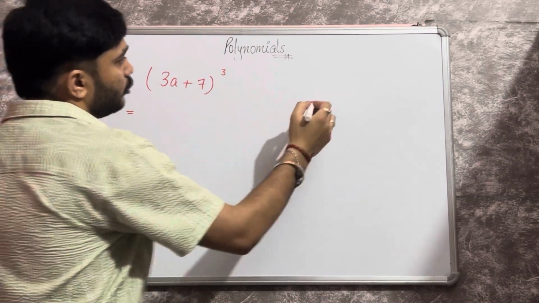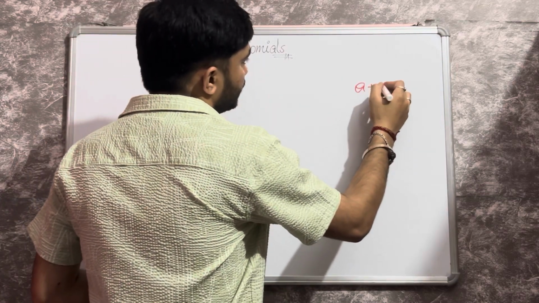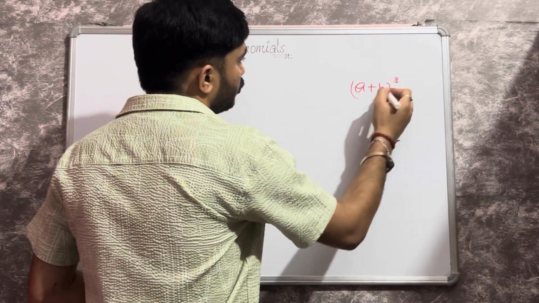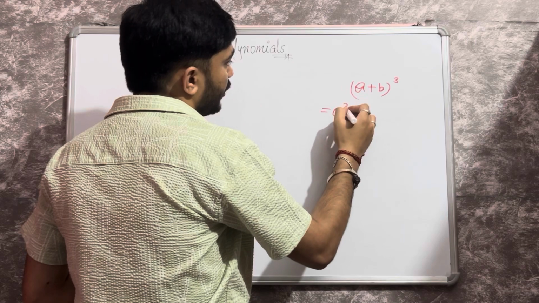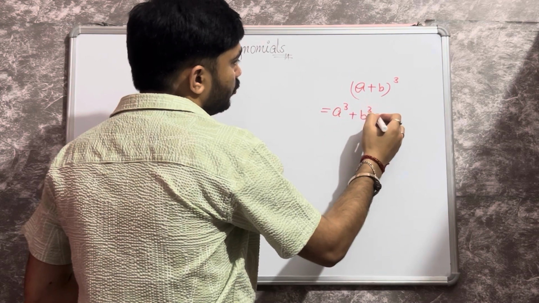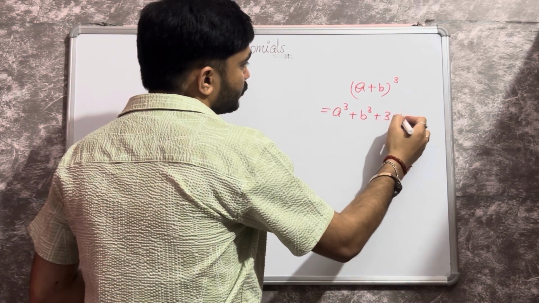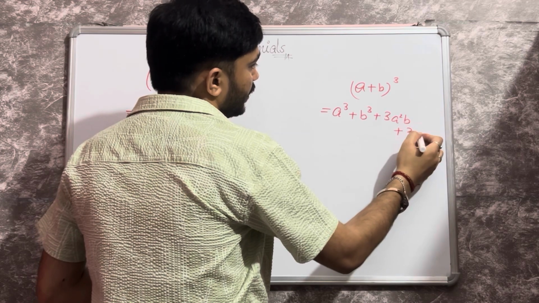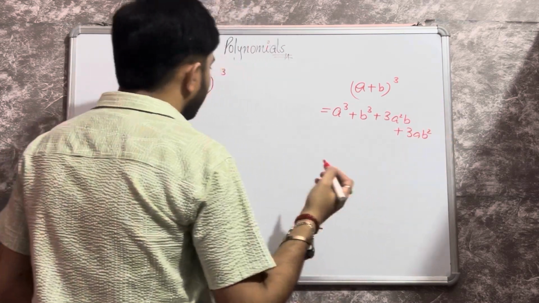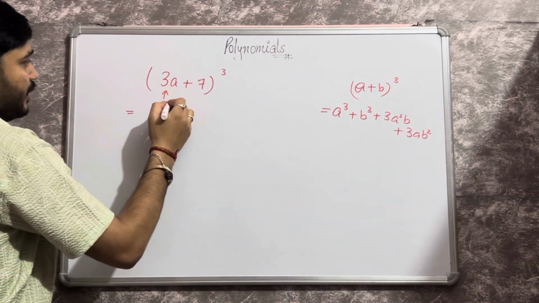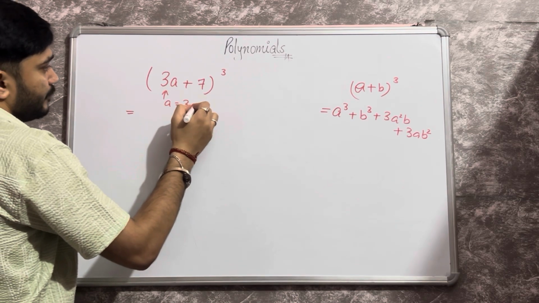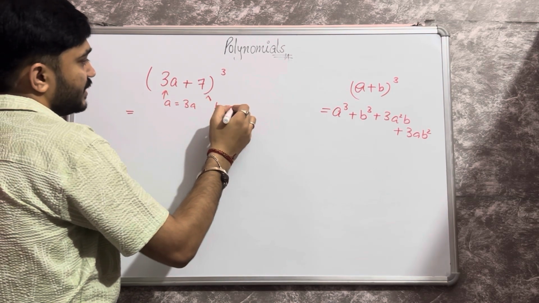Our first question of today's class is, what is (3a + 7)³? We are going to apply the formula (a + b)³ = a³ + b³ + 3a²b + 3ab². Here, our a is 3a and our b is 7.